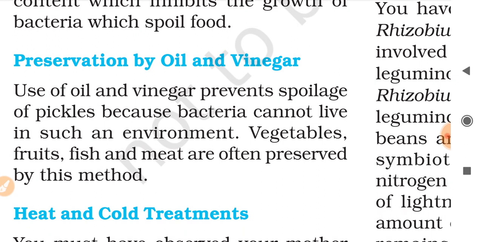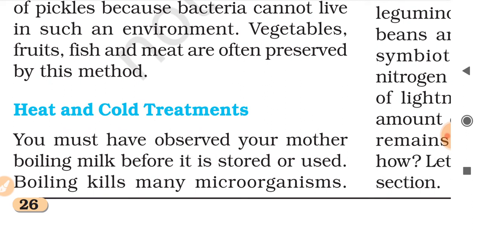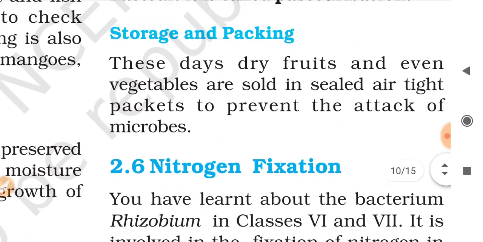Preservation by oil and vinegar. Use of oil and vinegar prevents spoilage of pickles because bacteria cannot live in such an environment. Vegetables, fruits, fish, and meat are often preserved by this method. Heat and cold treatments. This treatment is also done in refrigeration. You must have observed your mother boiling milk before it is stored or used. Okay, boiling kills many microorganisms, so boiling must be done.